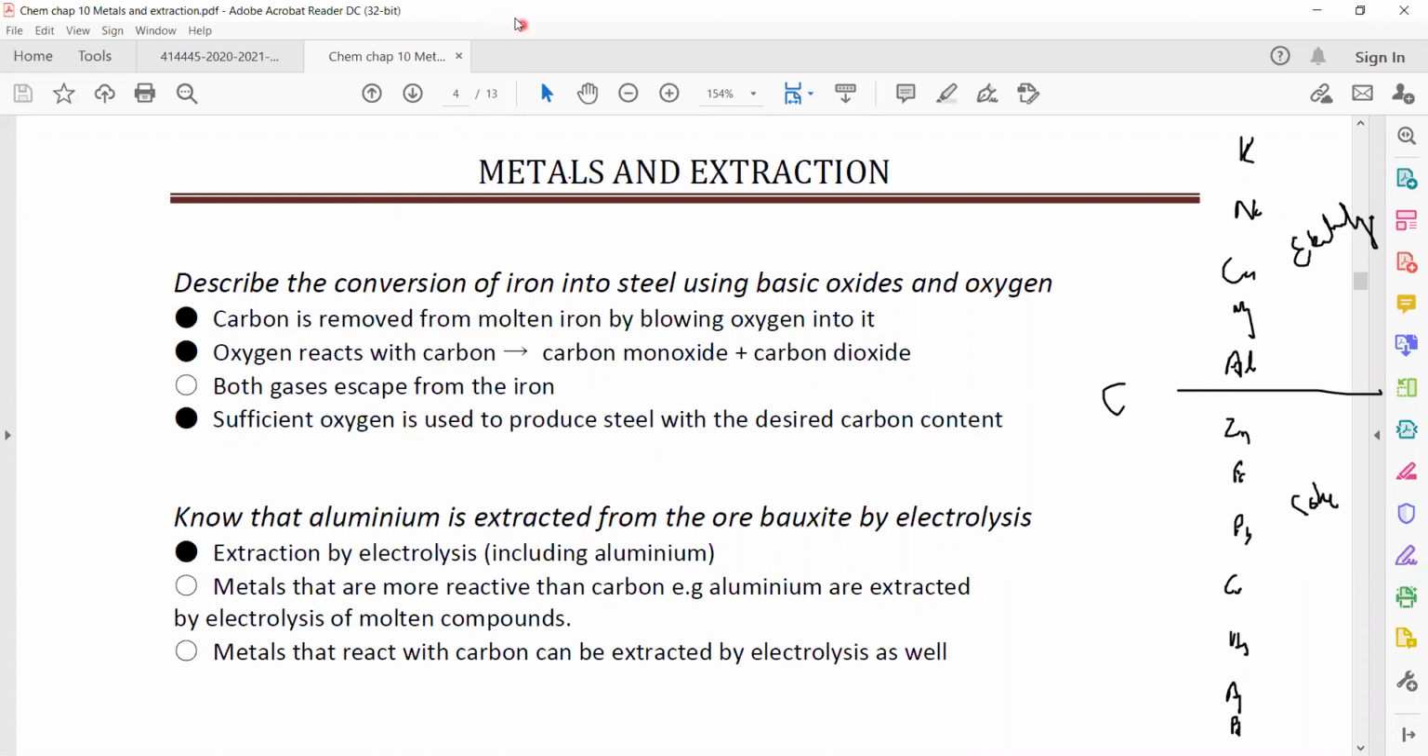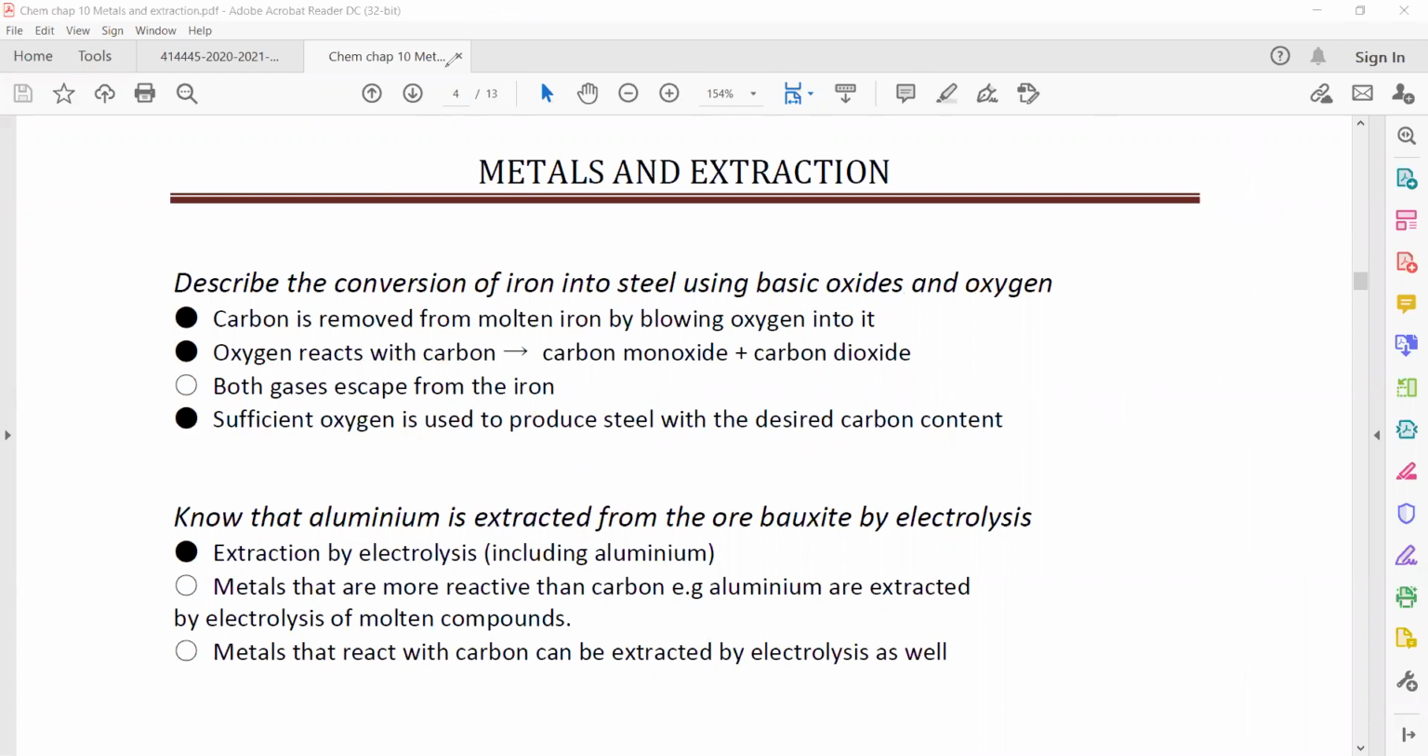And how do we remove impurities? Acidic impurities are removed by using a basic oxide, which is calcium oxide. So calcium oxide reacts with acidic impurities and removes them from the mixture.